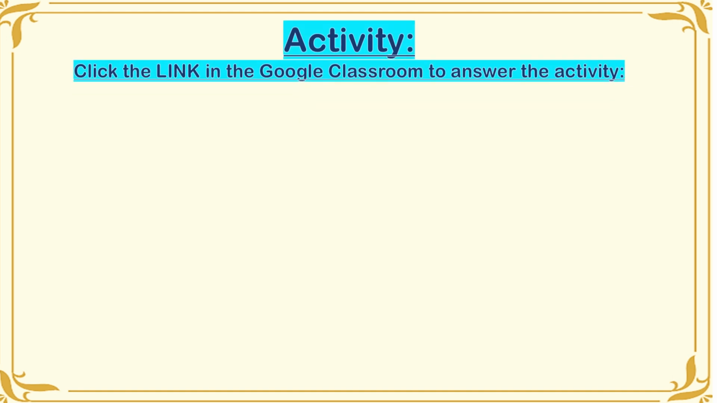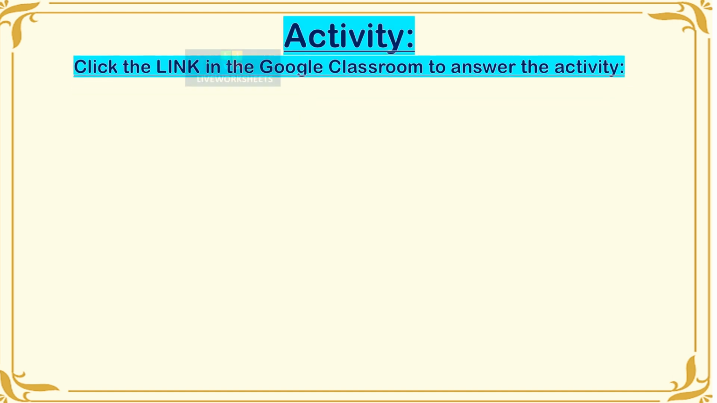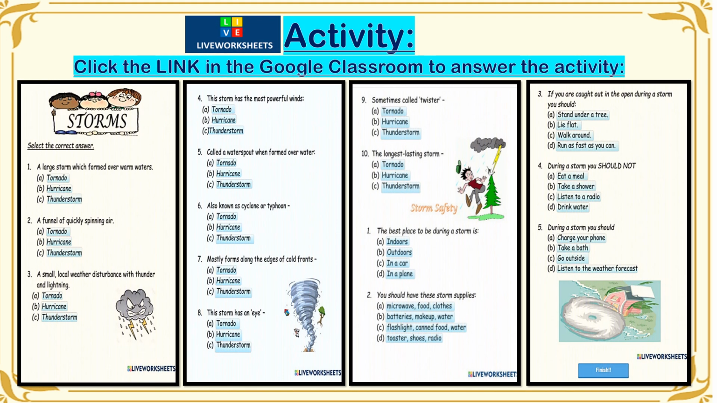Now, class, for your activity, please click the link in the Google Classroom. I already posted it there. So, your activity is numbers 1 to 10, part A, and part B, numbers 1 to 5. After you finish, click check my answer, screenshot your score, write your name, and upload in Social Studies album in our line group. Thank you very much, and good luck.